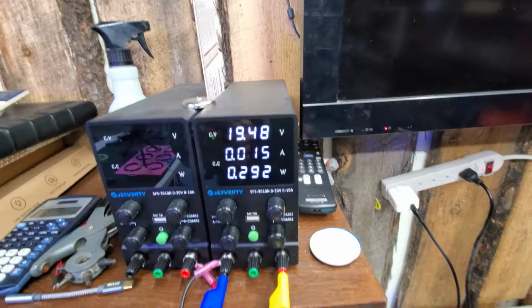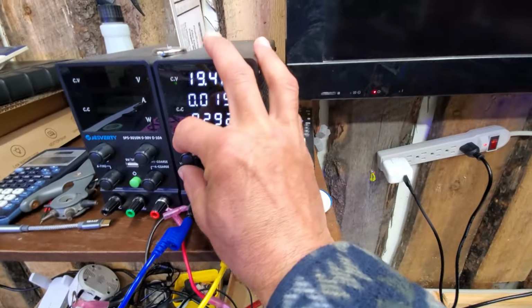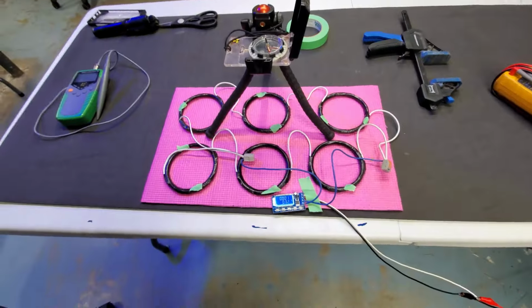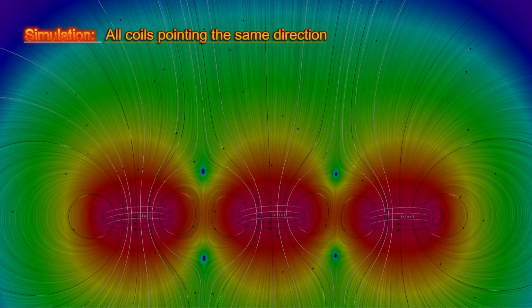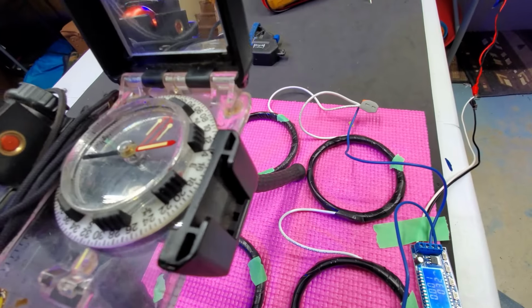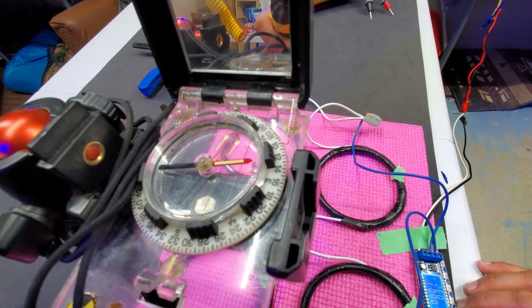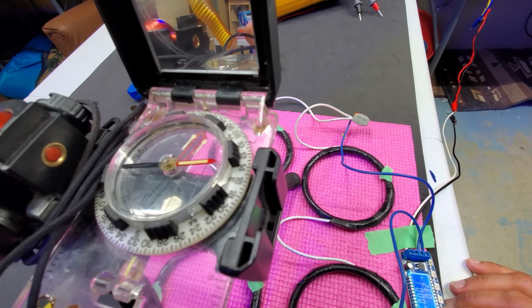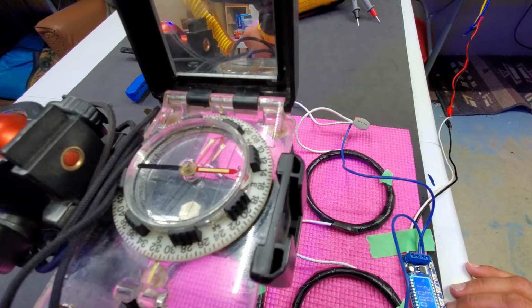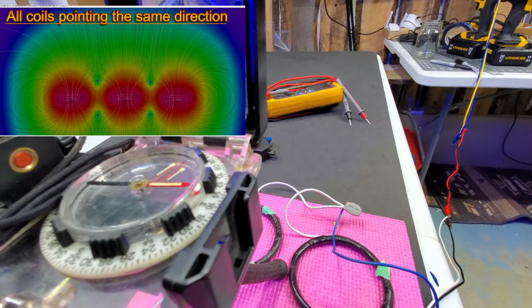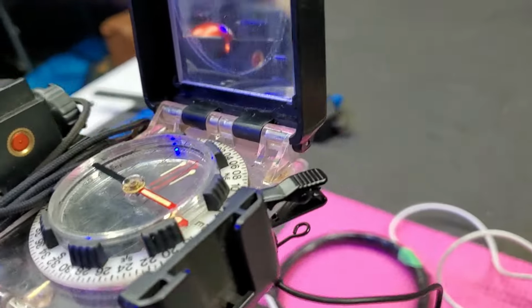A power supply set at 19.5 volts, the same as the power supply we use all the time. Okay, the idea is, if you look here at the needle of the compass, when I turn it on, it touches the bottom of the compass bezel. Okay, so right now everything is good.